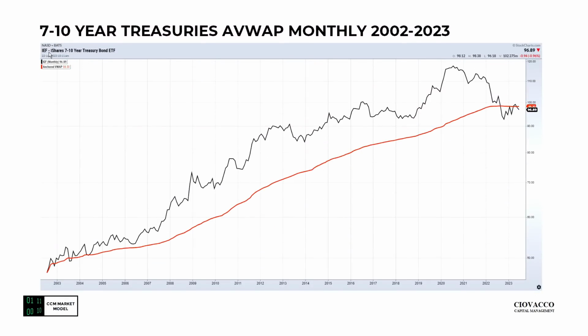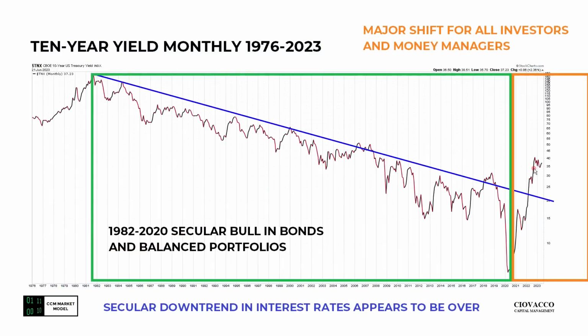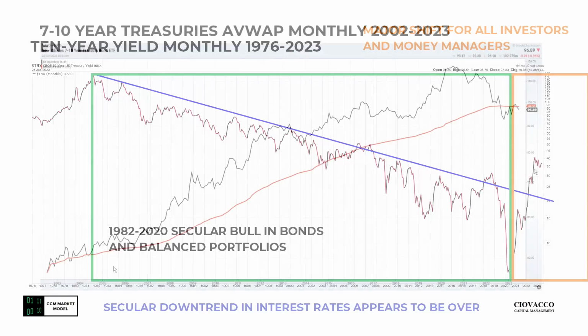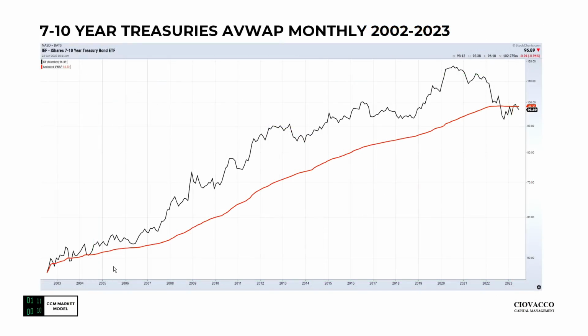This is IEF. So when the price of a bond or IEF goes up, interest rates are falling. Conversely, when the price of IEF is falling, interest rates are rising. This is a monthly chart. We took it back as far as we could go. We have data going back to 2002. When IEF is above the long-term anchored volume weighted average price line, it tells us that buyers are in control.